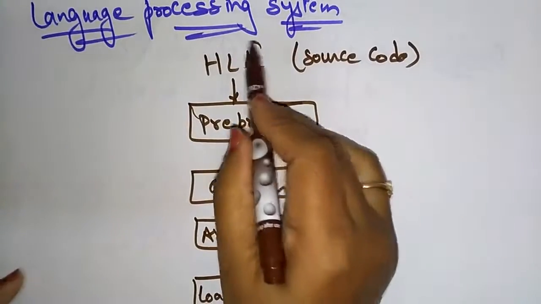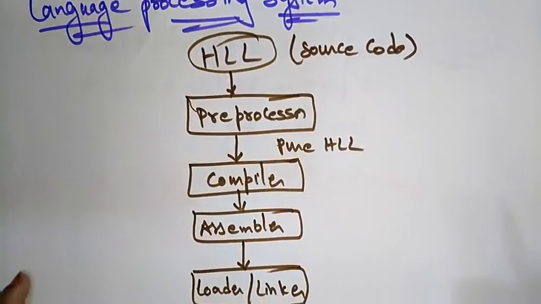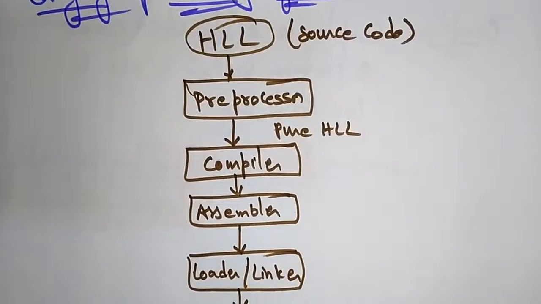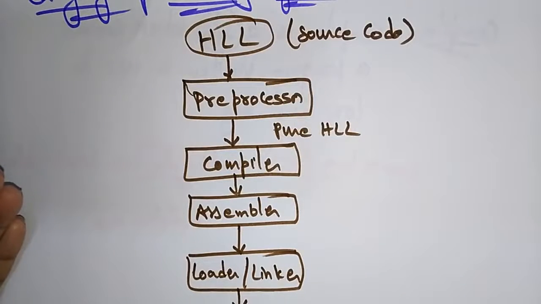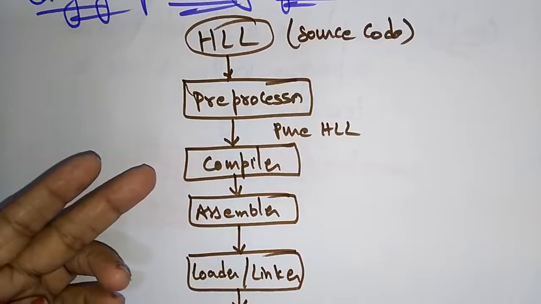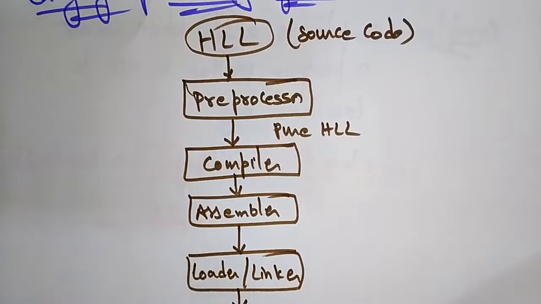So the first is the high level language, that is the source code, the programs that you are writing. Those programs are first passed to the preprocessor. Then the preprocessed code, with the help of the compiler, is converted into assembly code. The assembler will convert the code into machine code.